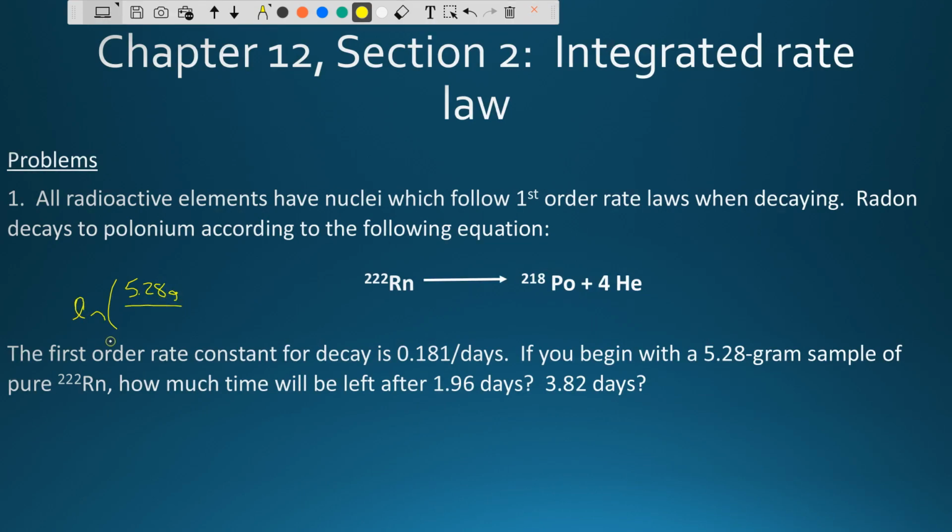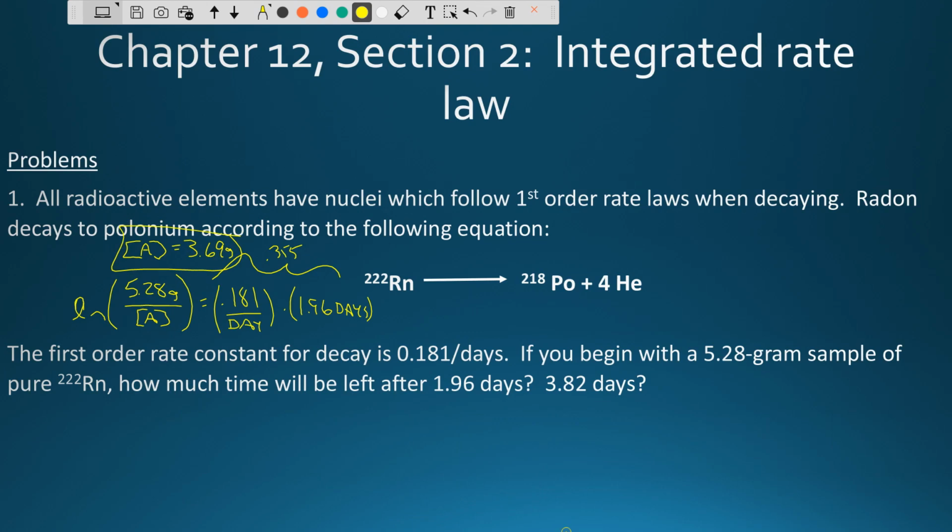This is a natural log, and we're taking that of my concentration. That's going to equal the decay rate of 0.181 per day times the 1.96 days. Multiplying that out to speed things up, that's 0.355. If I do all the math, I end up with my concentration at the end of the time being 3.69 grams. That's all we have to do.